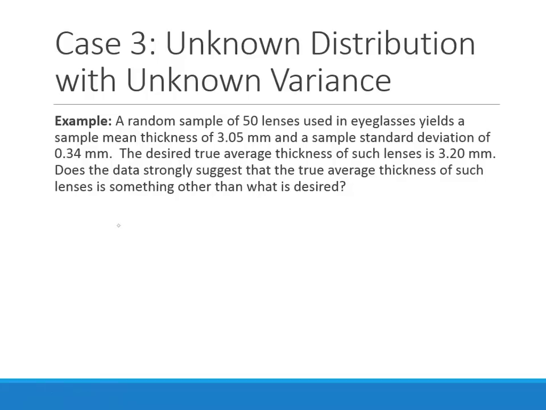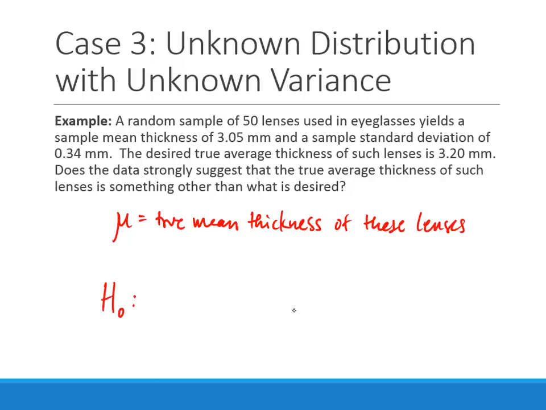So what we want to say something about is the parameter mu, which is the true mean thickness of these lenses. Okay, and then let's set up our hypotheses. So I have my null hypothesis and my alternative hypothesis. Both of them are involving this parameter mu. And I always have an equal sign in my null hypothesis is what we're going with here.